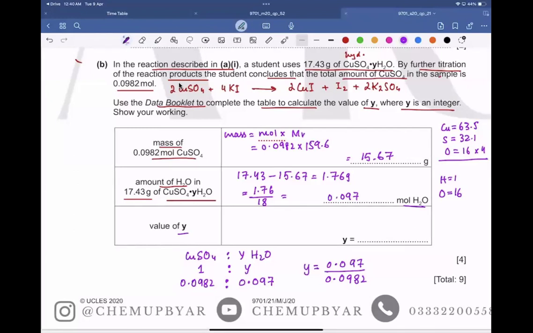Okay, so we are getting 0.99. Yes, it would be for sure, Fatma, rounded off to 0.996. Okay, so 0.996 would be rounded off to 1 mole. So the value of Y would be 1. Till here, is this clear to all of you?